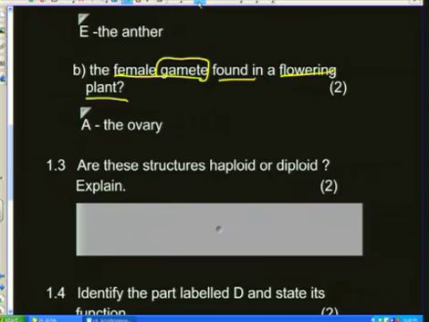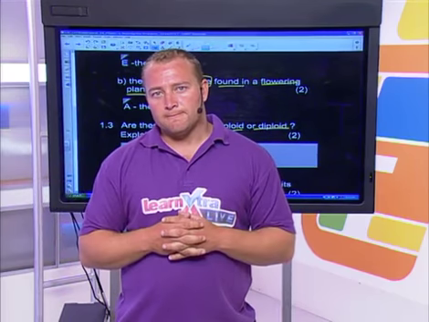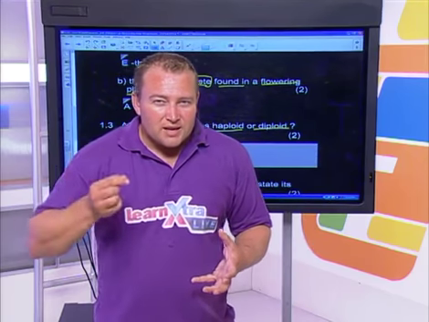It says, are these structures haploid or diploid? Now, that is quite a cool question, because these structures, anther and ovary, are they haploid or diploid? Now, what is the difference between that? Remember, every cell in the body, and in the plant, is a diploid cell. The only cell that is a haploid is your gametes. Okay? Now, think about the question carefully.